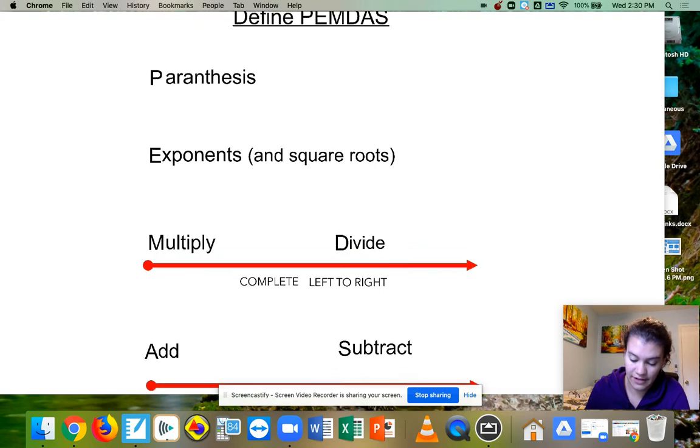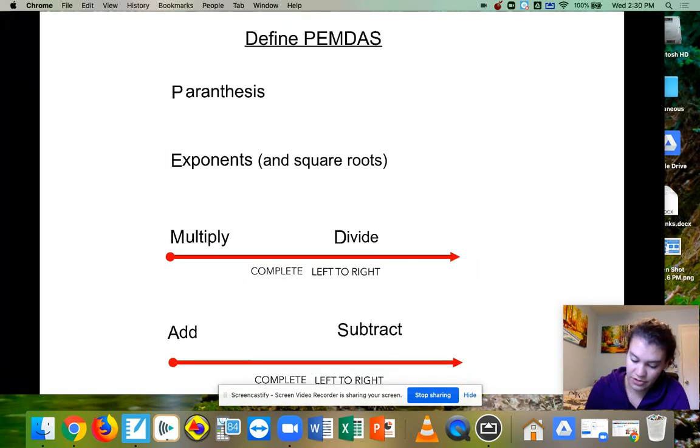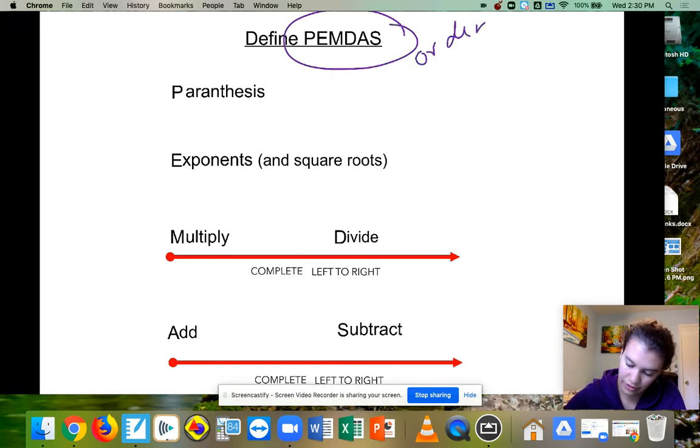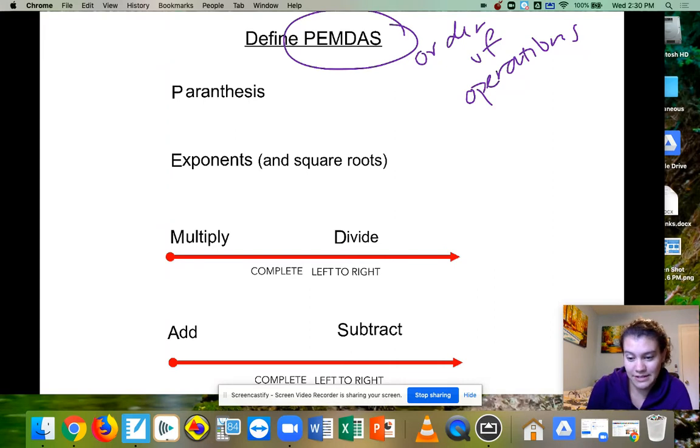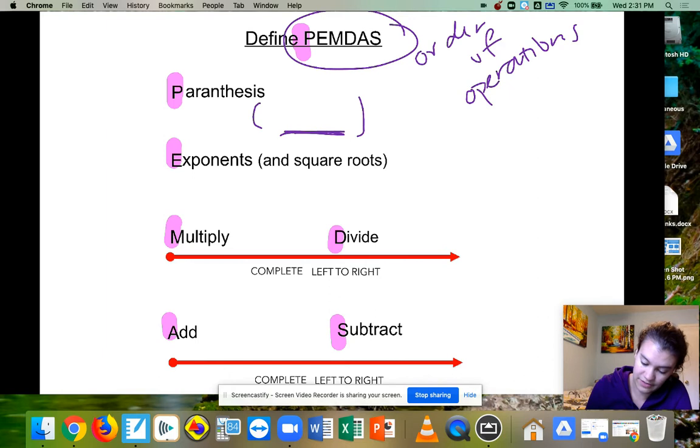It is defined as PEMDAS. So this is the way to remember it. These are your order of operations. So the acronym PEMDAS basically is to help you remember what to do first. So you always want to start with parentheses first. So it's the P in PEMDAS, and you have your other first letters here. So P stands for parentheses. So you always want to do what's inside your parentheses first.